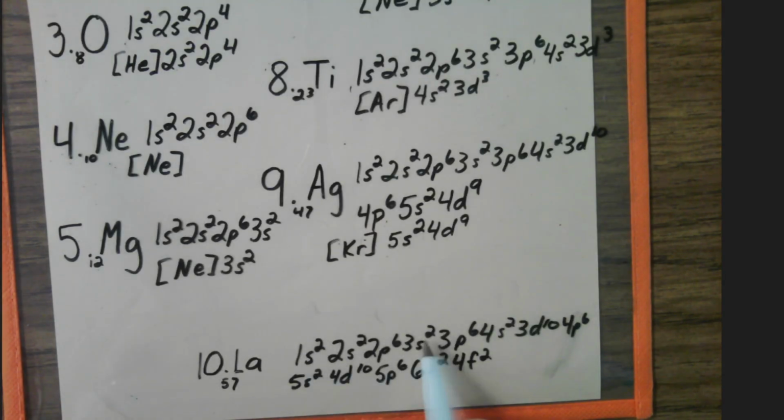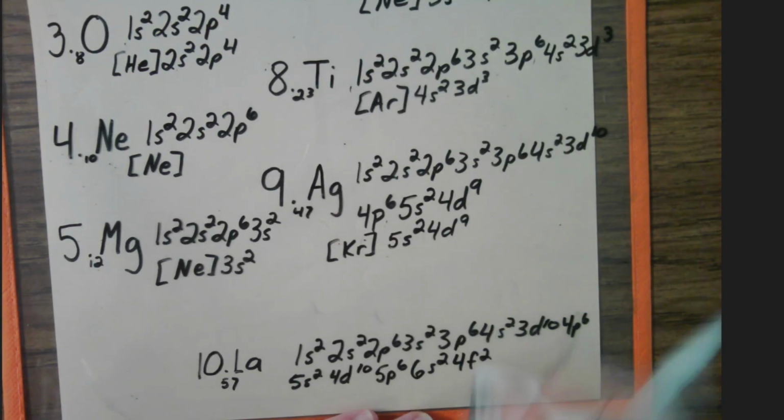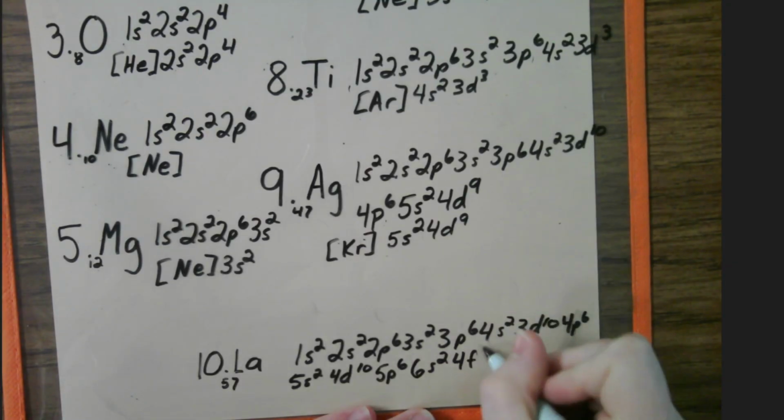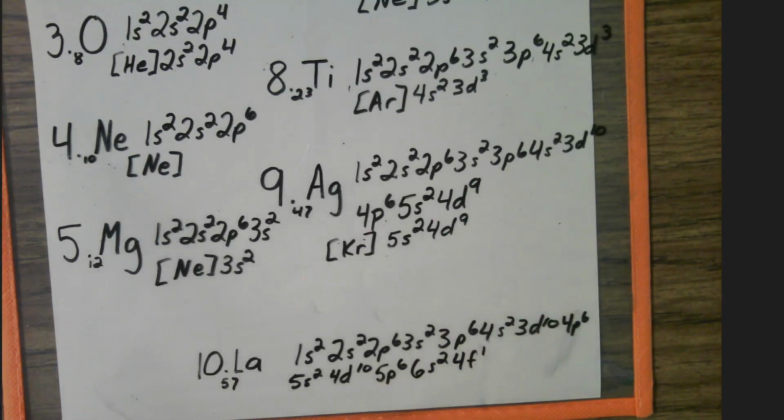Let's count just to make sure. 10, 12, 18, 20, 30, 36, 37, 38, 48, 54, 55, 56. Oop, we made a mistake. That's not a 2 there. That should be a 1. This is why we always double check. So this is the electron configuration for lanthanum.